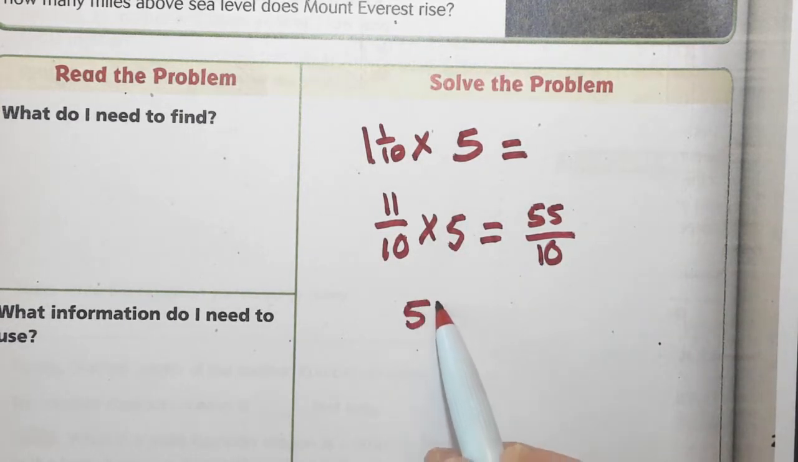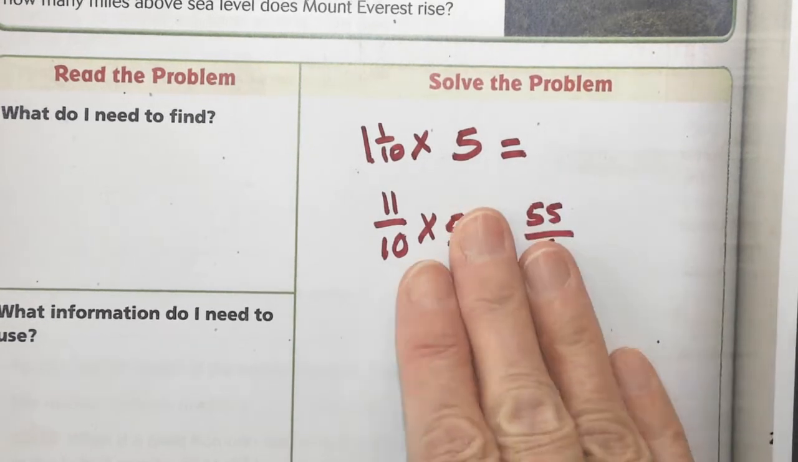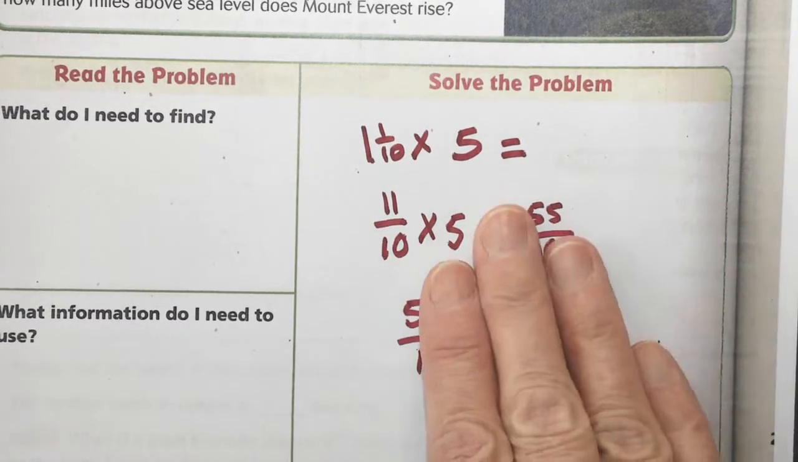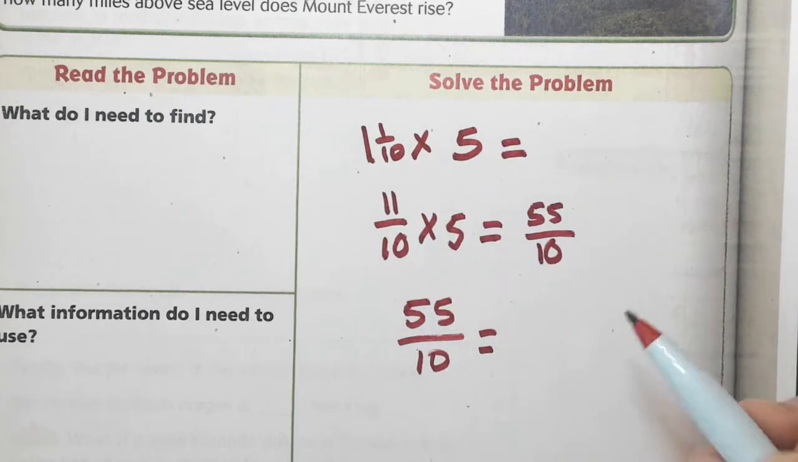Now we have to change that back to a mixed number, because we can't leave our answer in this form. This is called an improper fraction, remember, when the numerator is bigger than the denominator, so we change it back. It's like we're turning a coin over one way and then turning it the other way and then turning it back to the way we started. Mixed number, fraction, now we're going back to a mixed number.